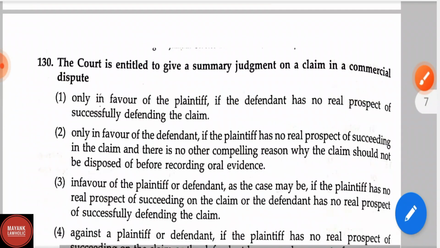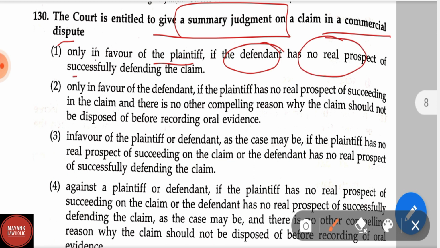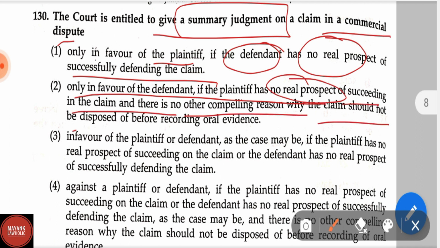Now let us see question number 130. The court is entitled to give a summary judgment on a claim in a commercial dispute. Options are: only in favor of the plaintiff if the defendant has no real prospect of successfully defending the claim; only in favor of the defendant if the plaintiff has no real prospect of succeeding in the claim and there are no other compelling reasons why the claim should not be disposed of before recording oral evidence.